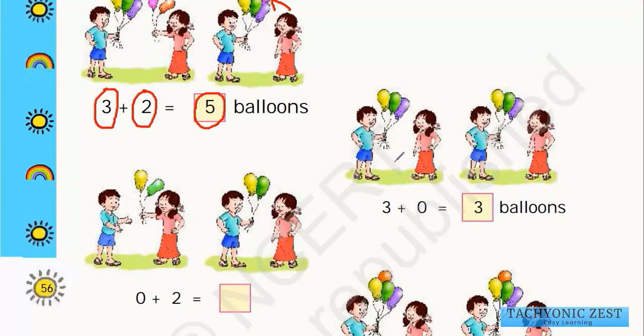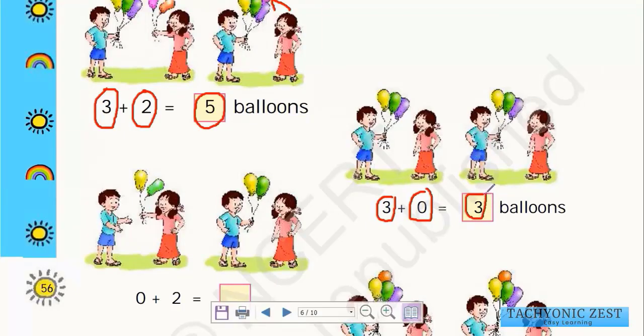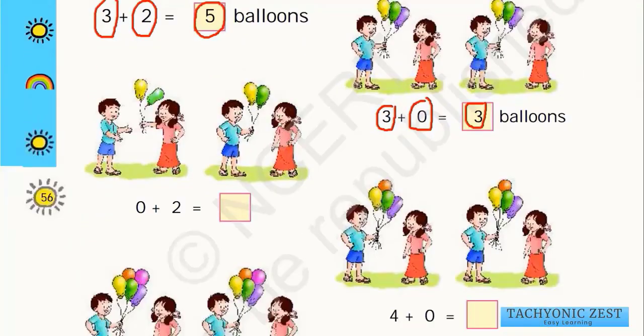Now let us see this question. Now here the boy has 1, 2, 3 balloons, and the girl has how many balloons? 0 balloons. No balloons are there. We cannot see any balloons. So now the boy had 1, 2, 3 balloons earlier, and the girl had 0 balloons. So the total number of balloons the boy has is 1, 2, 3 balloons. Girl did not give him any balloon, or we can say girl gave him 0 balloons. So 3 plus 0 is equal to 3.